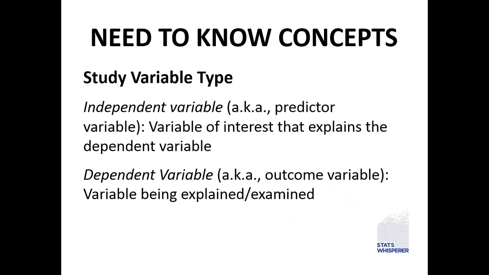Then study variable type. So our independent variable, also referred to as the predictor variable, is the variable of interest that explains the dependent variable. Right? The dependent variable, also called the outcome variable, is our variable being explained. Right? So for example, in our sample studies, the dependent variable in the first one is happiness, and the independent variable is, do you live with a dog or a cat? So we want to know if living with a dog or a cat explains happiness.